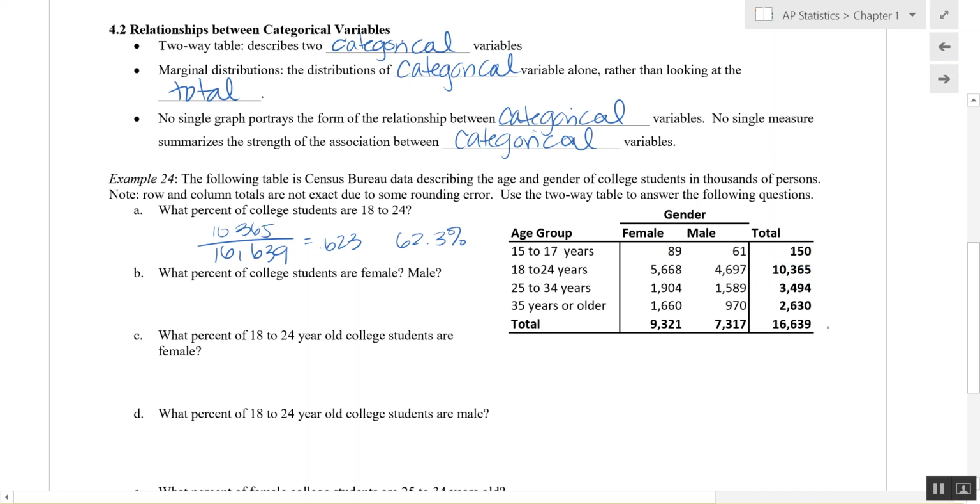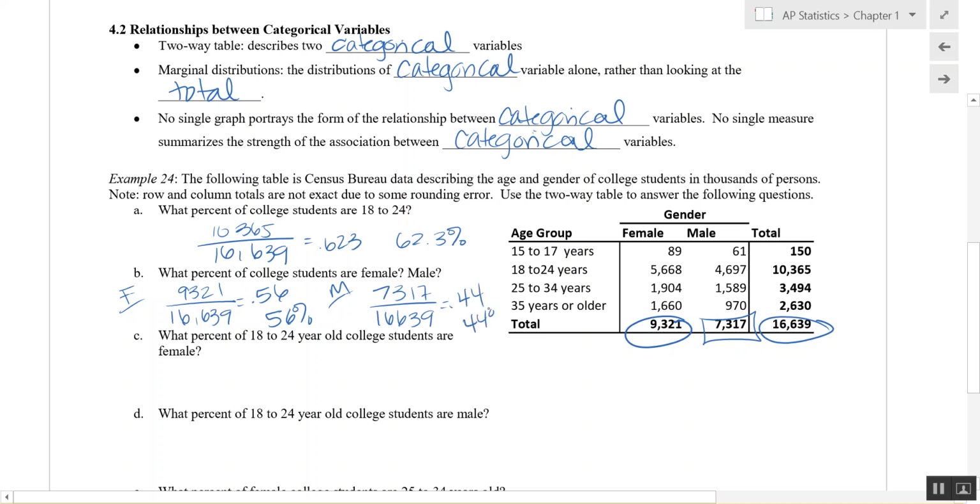What percent of college students are female? And what percent are male? For the percent that are female, we look at the total for female out of the grand total. So female is 9,321 divided by the grand total of 16,639. That comes out to 0.56, or 56%. For the males, the total is 7,317 divided by 16,639. So we get 0.44, 44%.